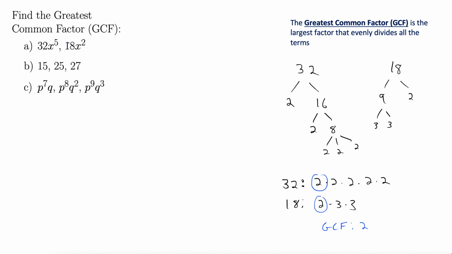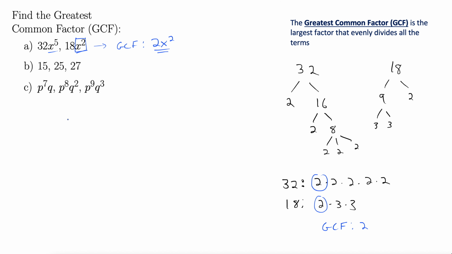All right, but we're not done yet. We also have to consider the x's. The GCF always gets the smallest exponent. So here we have x to the 5th, x squared. It's going to be x squared because that's the smaller exponent. So here the GCF of this first example is 2x squared. There we go.